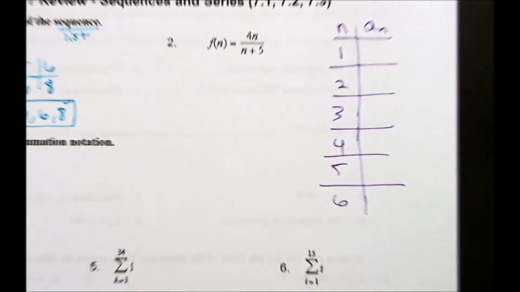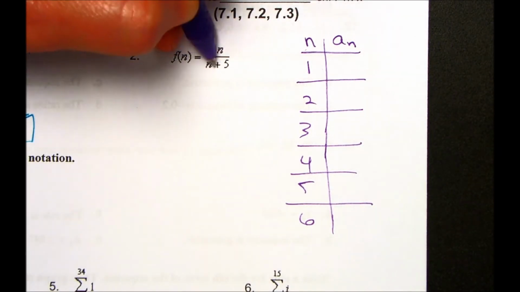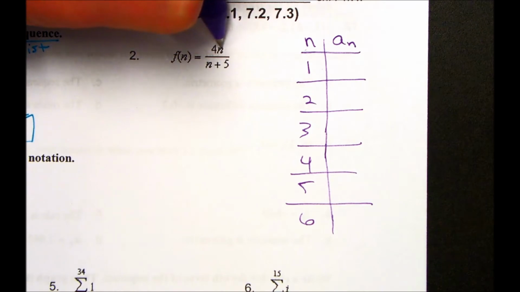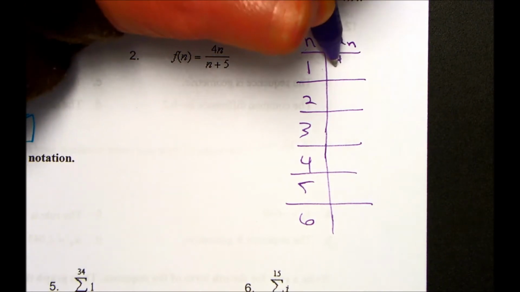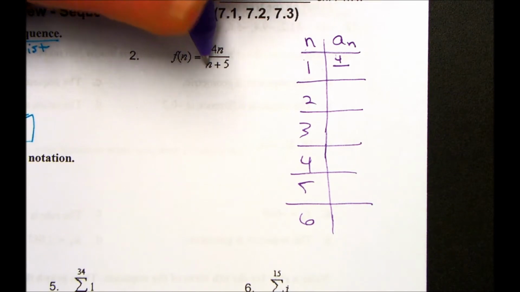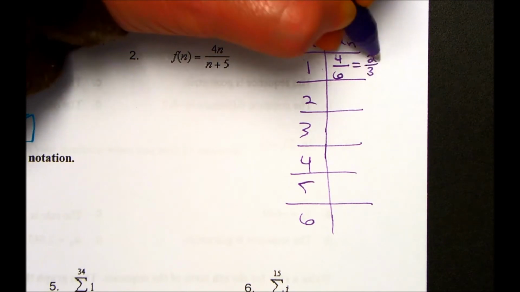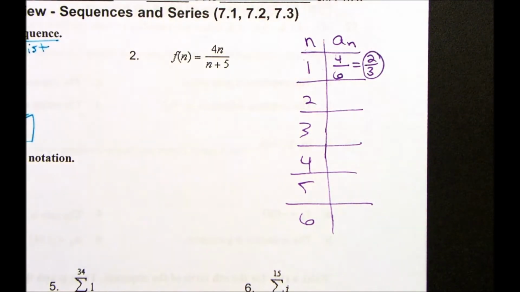Okay, so I can zoom in a little bit. So I'm going to substitute 1 in the numerator and the denominator. So if I substitute 1 in my numerator, 4 times 1 is 4. And then substitute 1 in the denominator, 1 plus 5 is 6. So I can reduce that to 2/3. So that's the first term in my sequence.